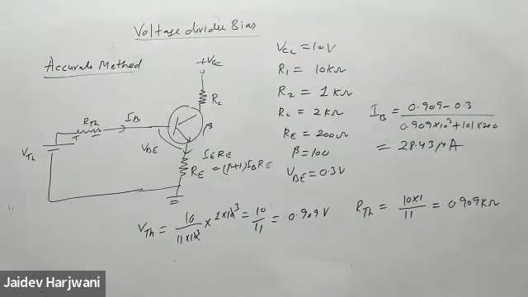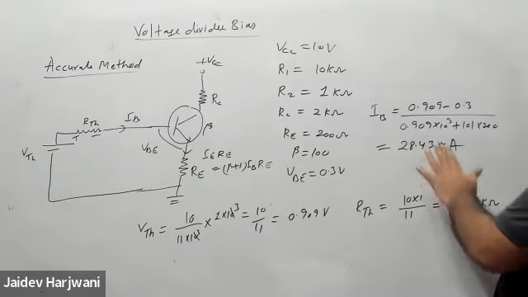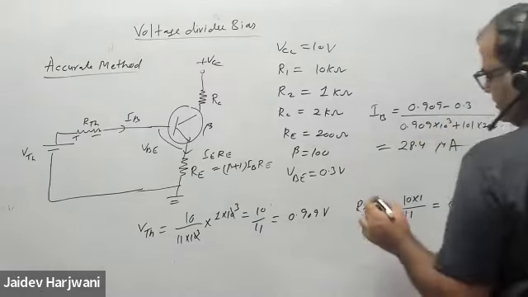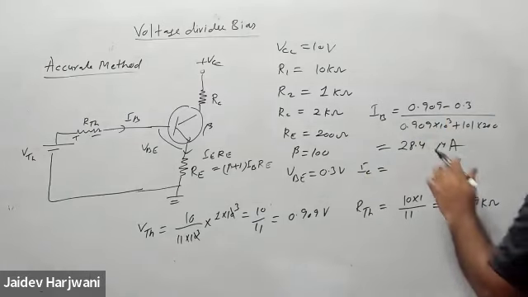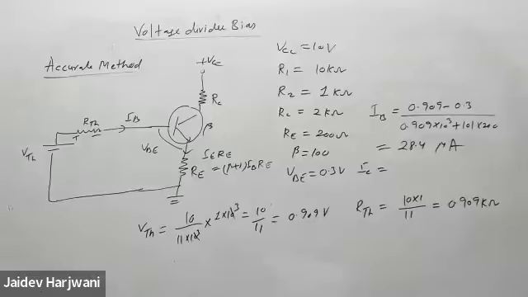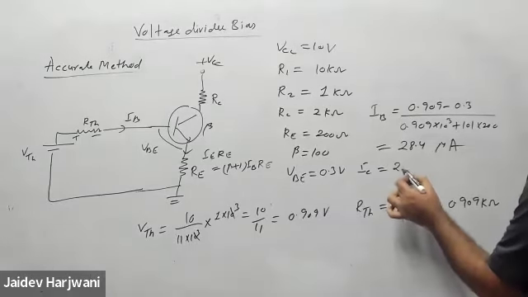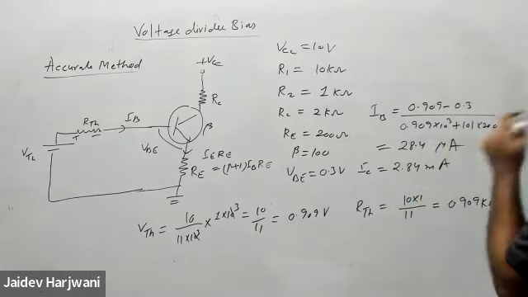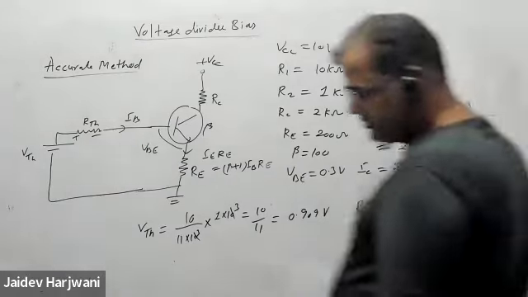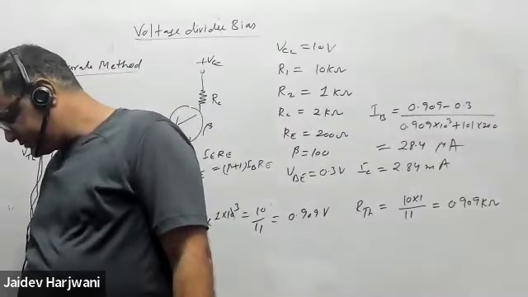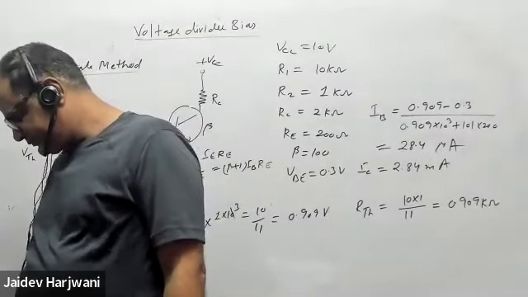What is the value? 28.4 microampere. Okay, 28.4 microampere. So IC will be how much? 2.84 milliampere. Check it. How much should come? So if you multiply 284 microampere, 0.28, how much? 284 milliampere.